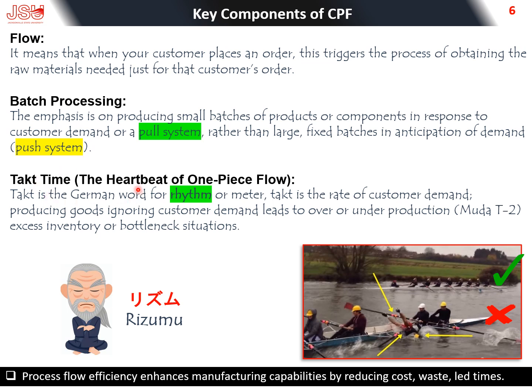Takt time, the heartbeat of one-piece flow. Takt is the German word for rhythm or meter. Takt is the rate of customer demand. Producing goods ignoring customer demand leads to over or under production, MUDA type 2, excess inventory or bottlenecks. Here is a graphic representation of a takt time or heijunka. This is a no good situation when there is no rhythm, and this is a good situation when there is rhythm and harmony. Process flow efficiency enhances manufacturing capabilities by reducing costs, waste, and lead times.